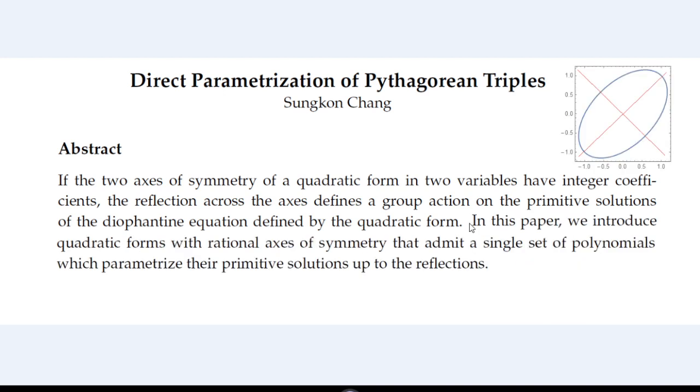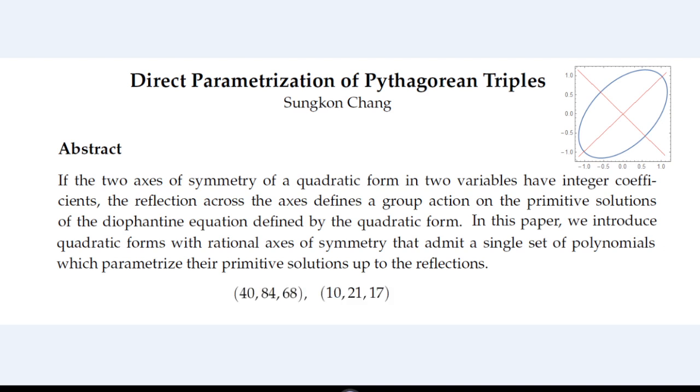So in this paper, we introduce quadratic forms with rational axis of symmetry that admit a single set of polynomials, which parameterize their primitive solutions up to reflections. The standard method of parameterizing rational solutions is to use projection, and it generates a parameterization of the Diophantine equation as well. It turns out that for some equations, the parameterization never directly generates a primitive solution.